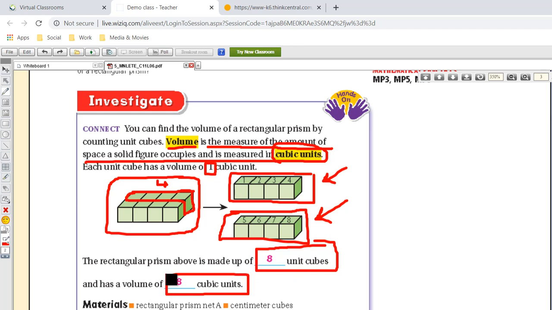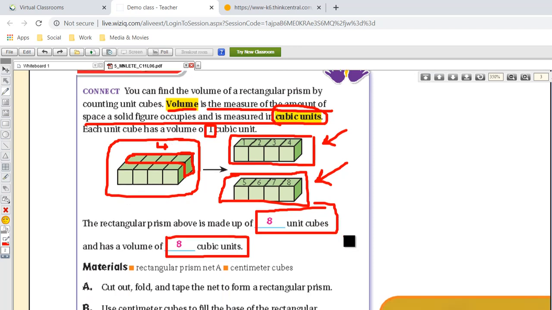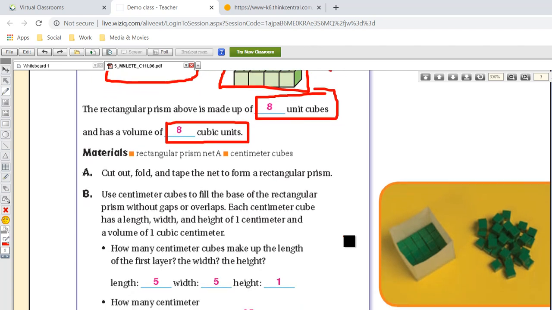So that's about volume. If you want to get the volume of any solid figure, you have to count the number of cubic units. According to this number of cubic units, we can get the volume of this solid figure. Okay, let's move to the next one.